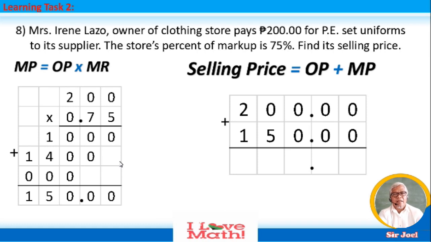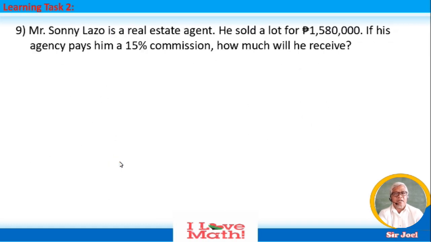Problem number 9. Mr. Sunny Lazo is a real estate agent. He sold a lot for 1,580,000 pesos. If his agency pays him a 15% commission, how much will he receive? Well, commission ang pinag-uusapan. Therefore, commission is TS, the total sale, times the rate of commission or commission rate.